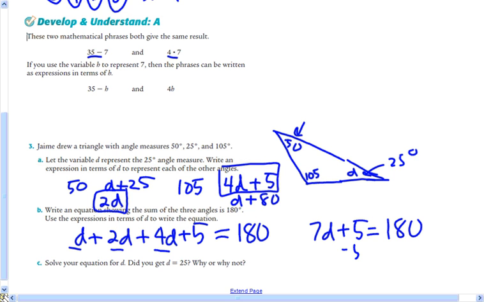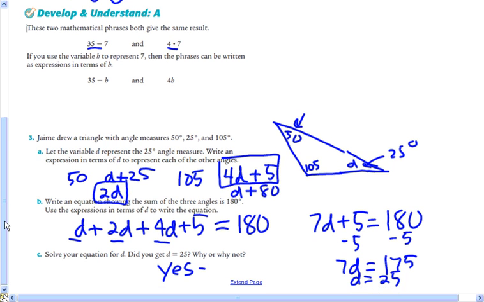And if you remember solving equations, you can either work backwards or you can subtract the same amount from both sides, basically do the same thing to both sides. If I do that, I get 7d equals 175. And if I divide both sides by 7, I get 25. Did we get d equals 25? Yes, we did. And that's because we created those equations out of the number 25 to represent that. All right.